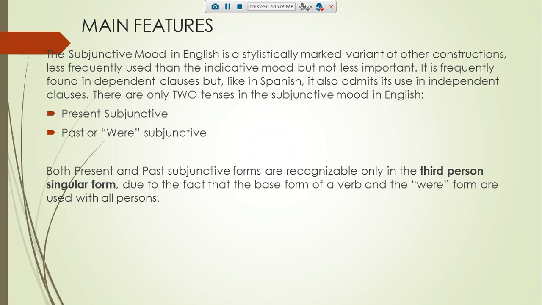There are two tenses in the subjunctive mood in English, the present and the past or were subjunctive. Both present and past subjunctive forms are recognizable only in the third person singular form. That is to say, it is evident that the sentence is in the subjunctive mood if the subject is a third person singular, he, she, it. Why? Due to the fact that the base form of the verb, of any verb, go, like, well, in the case of be, and the were form are used with all persons.